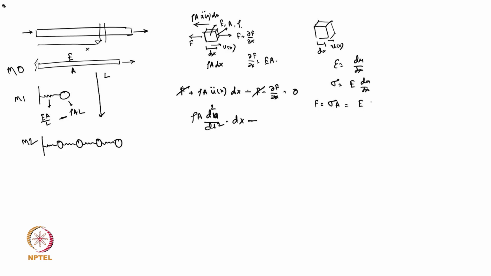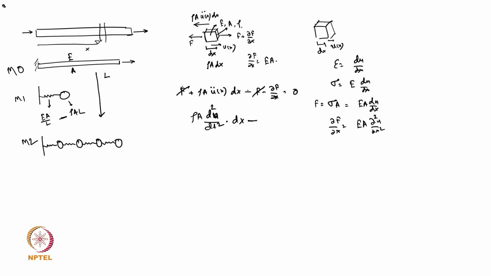How much? EA into del u del x. Okay. Now, what is the del F over del x? That will be EA into del 2u del x2. Make sense? Any doubt? Good.